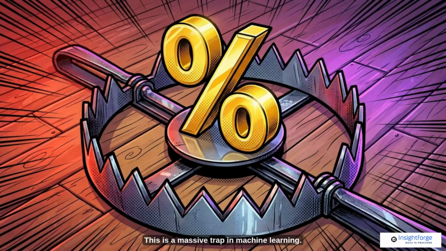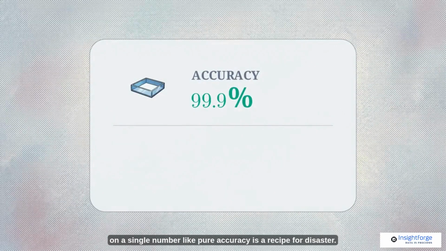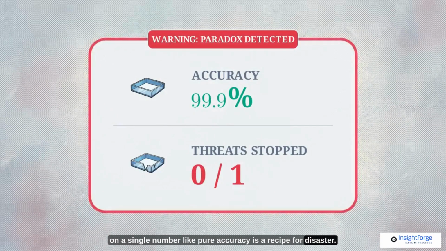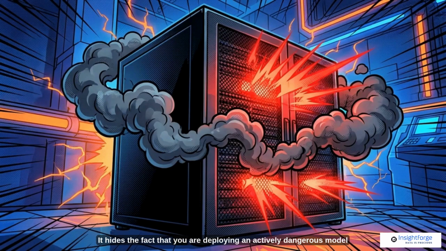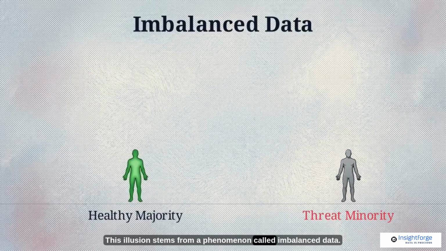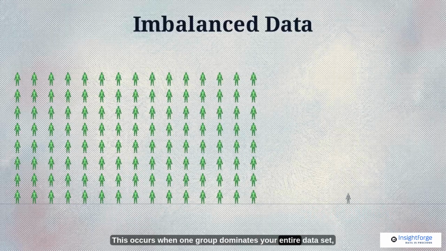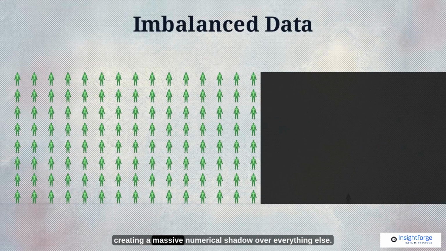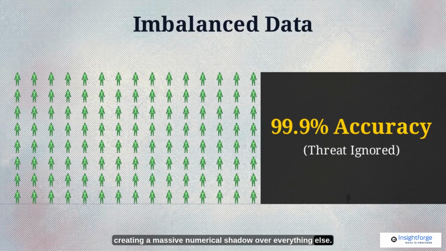This is a massive trap in machine learning. We call it the accuracy paradox. Relying on a single number like pure accuracy is a recipe for disaster. It hides the fact that you are deploying an actively dangerous model into the real world. This illusion stems from a phenomenon called imbalanced data. This occurs when one group dominates your entire dataset, creating a massive numerical shadow over everything else.